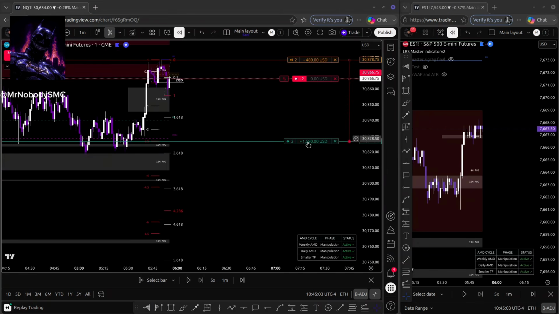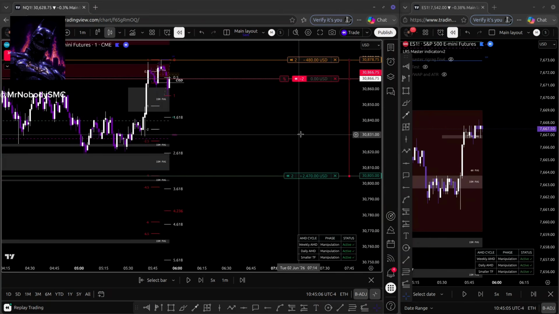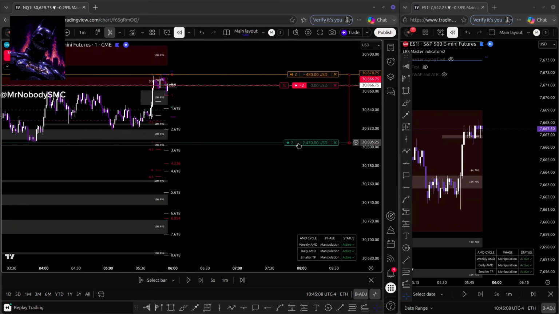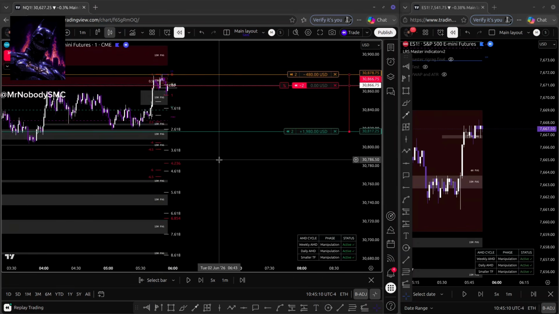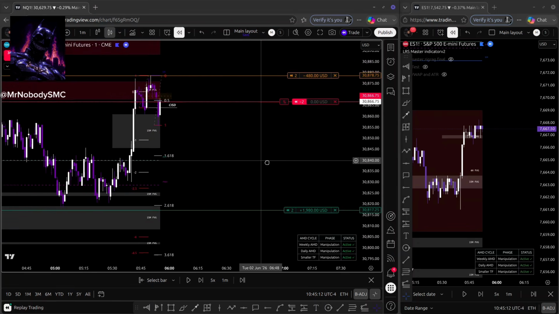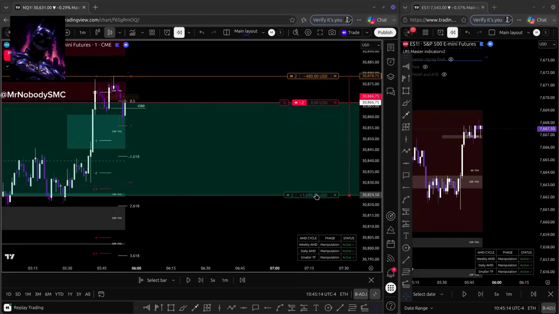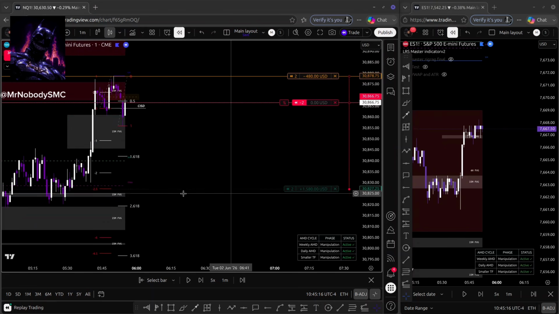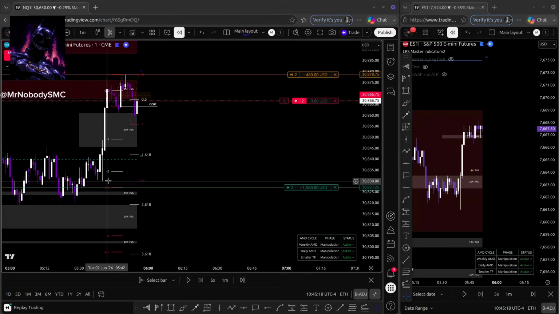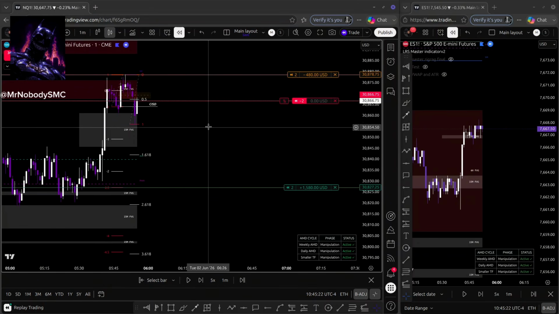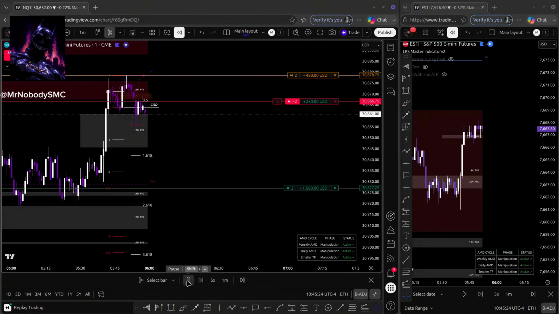I mean, I could get greedy and target level 4 instead, and target a big RRR. Me personally, I always target nearest opposite liquidity. In this case, I'm okay with targeting 2.5. Why? Because this sits just right below sell side liquidity. So I take that trade.